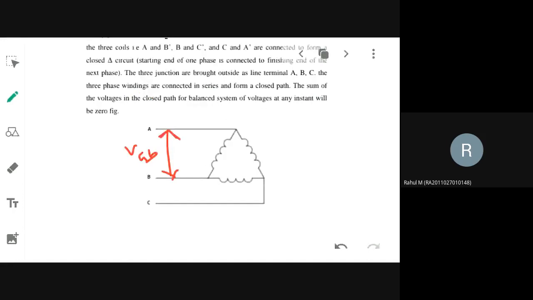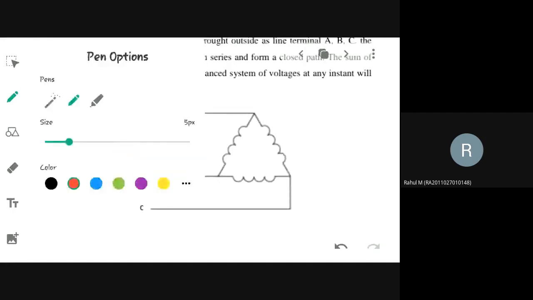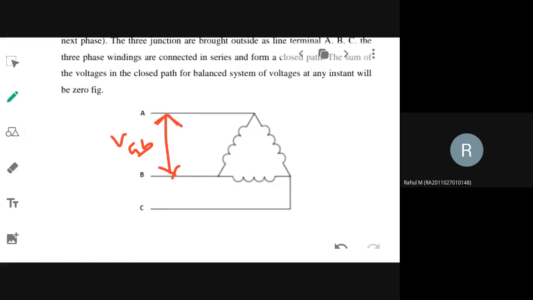This is my VAB. This is my VBC. This is my VAC. This is delta. Let me draw one more circuit. So this is VAB, VBC, VAC. These are called what voltages? Line voltages, line to line voltages.